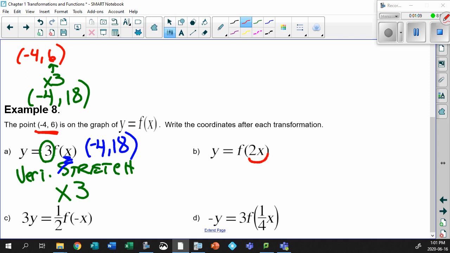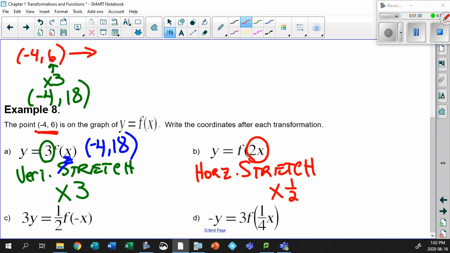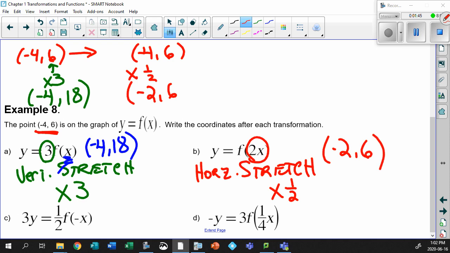Now I've got an x. Now I know that this is going to be a horizontal stretch. So I'm dealing with the x. And remember, what is the factor? You got to flip it when it's in the bracket. 1/2. Okay, so now we're going to take this negative 4, 6, that's this guy right here. We're going to multiply only the x's now by 1/2. So our new point, oh, that's easy, negative 2 comma 6. There's our new point. Wow, this is a walk in the park.